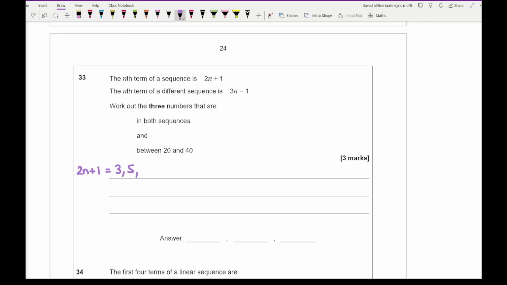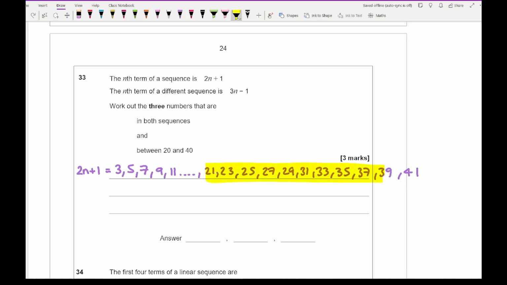So I've got 3, 5, 7, 9, 11. Now, basically, they're all going to be the odd numbers starting with 3. So looking at the odd numbers between 20 and 40, that's going to be 21, 23, 25, 27. Missed that one out. 27, 29, 31, 33, 35, 37, 39, 41. But the only ones that we're interested in are the ones between 20 and 40, which are these ones here.